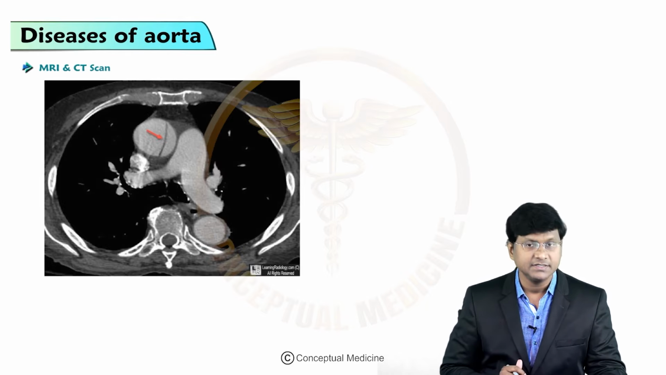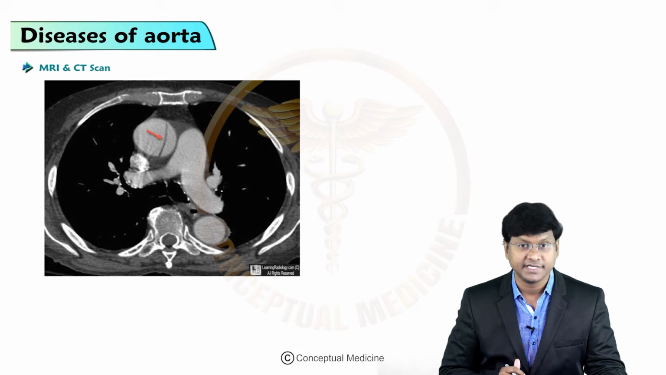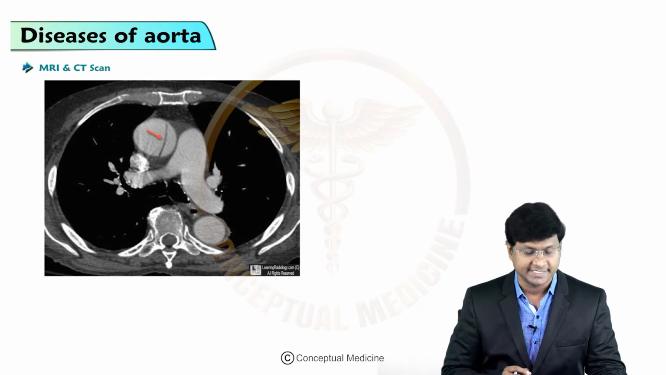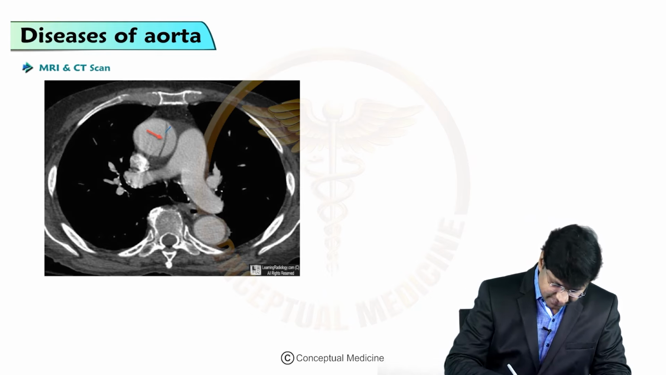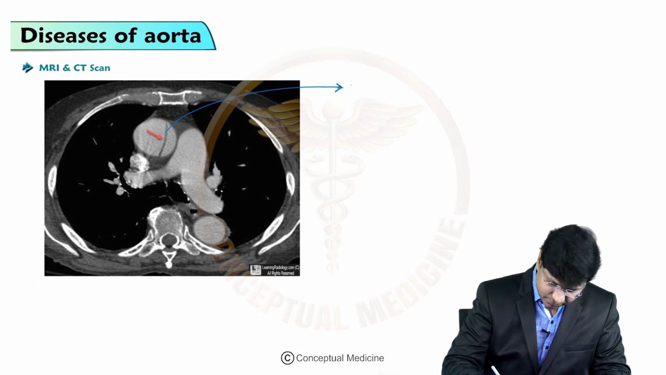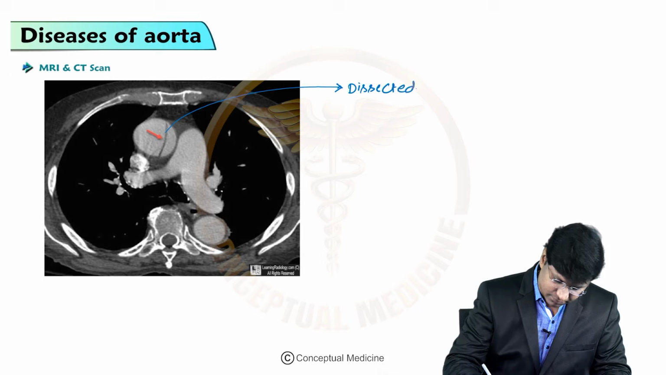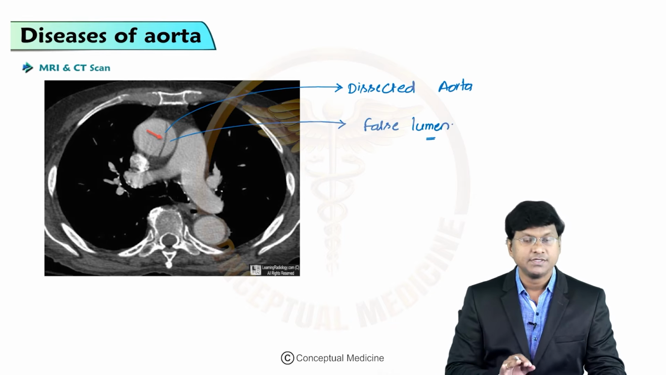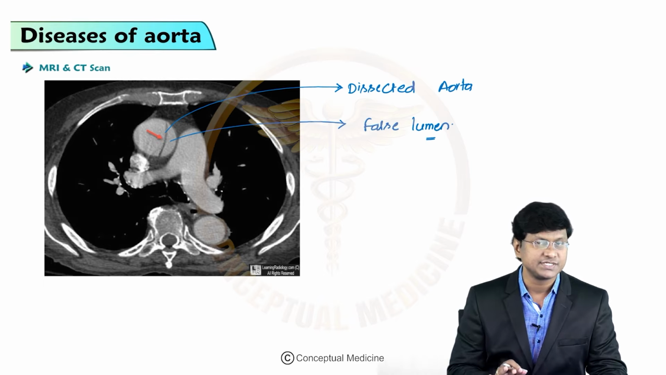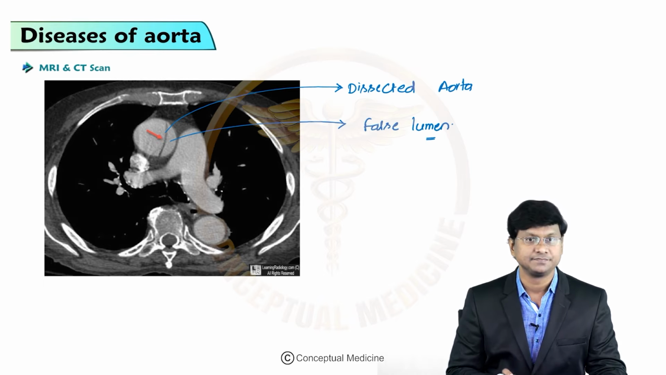Now this is an MRI scan image showing the aortic dissection. You can see here, this is the dissected aorta, and here you can observe the presence of the false lumen containing the blood. So this is an MRI of the chest showing an aortic dissection.